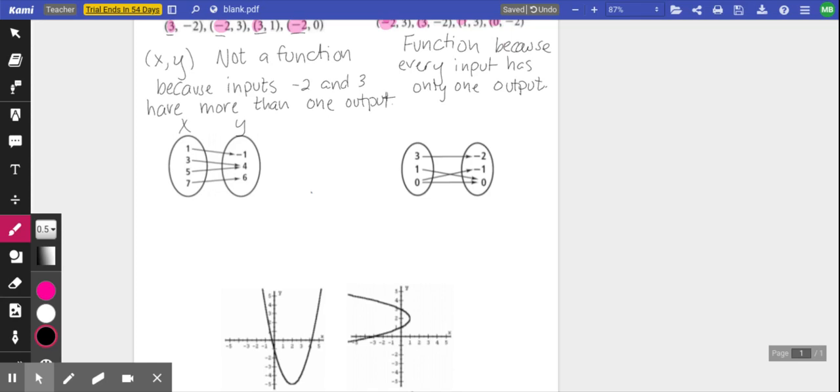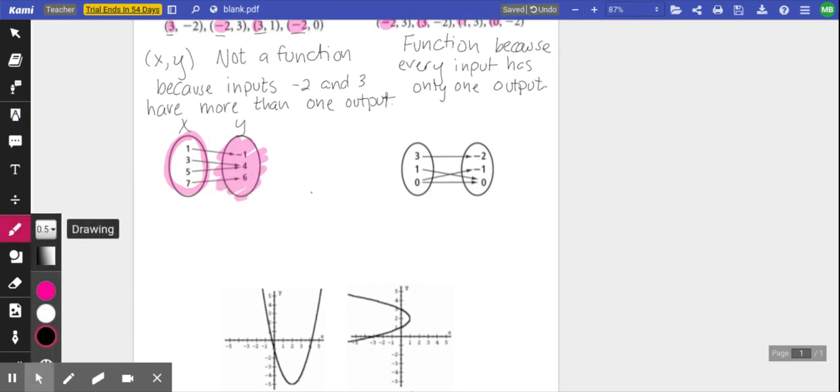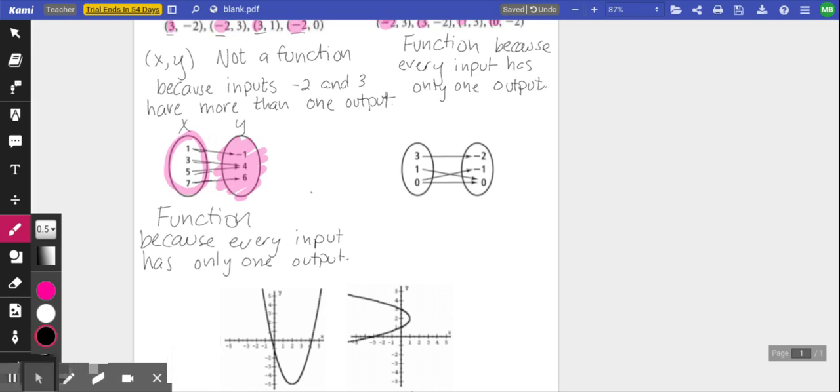Now, sometimes we get confused because our y value has more than one x value pointing towards it, but that's okay. All we care is that each of our x values are only being mapped to one y value. We don't really want to look at our y's. All we care is that each of our x values are only going to one number. So this is a function. It is a function because every input has only one output. Let's look at our next example.